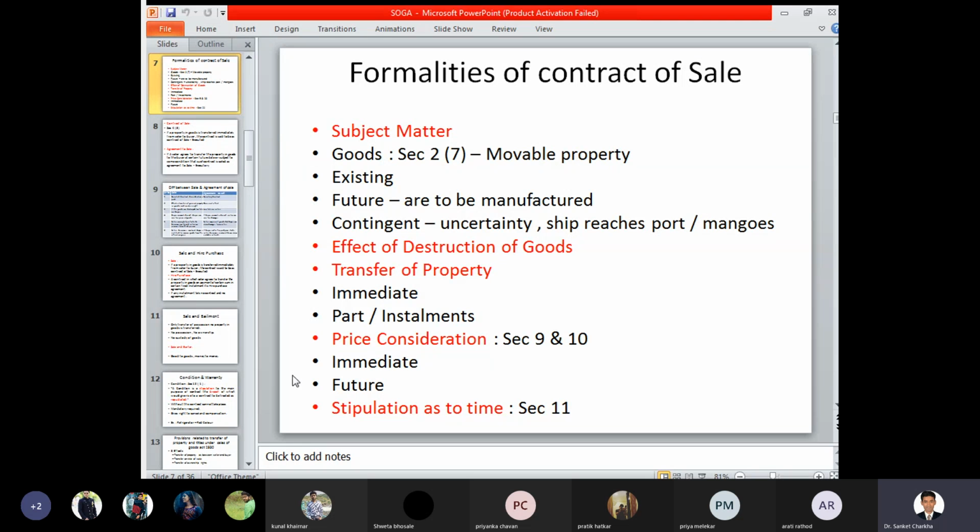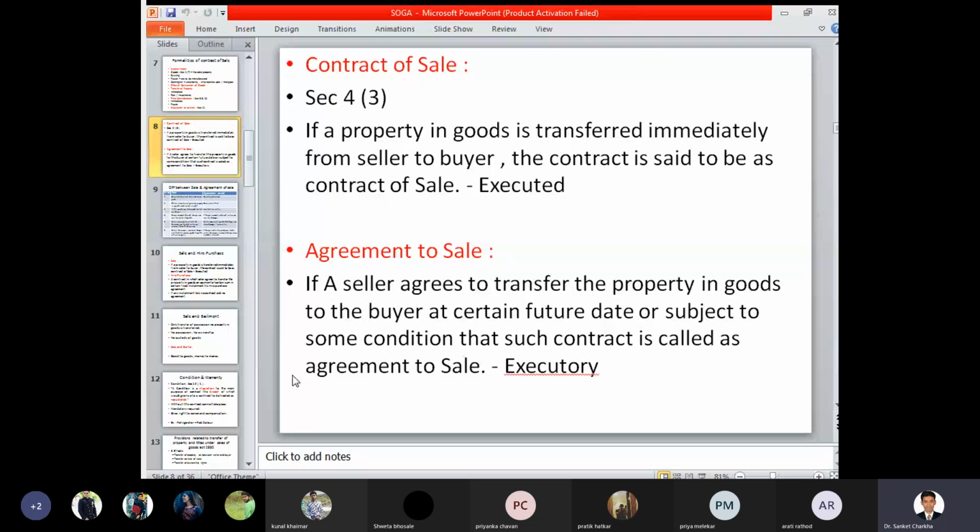Price consideration under section 9 and 10, that is a particular consideration may be completed immediately or may be at a certain future date. Stipulation as to time in section 11 considers when a contract has to be performed. A particular contract has to be performed when it becomes due, and as per the terms and conditions or the mutual agreement between the parties, the stipulation as to time has to be fulfilled.